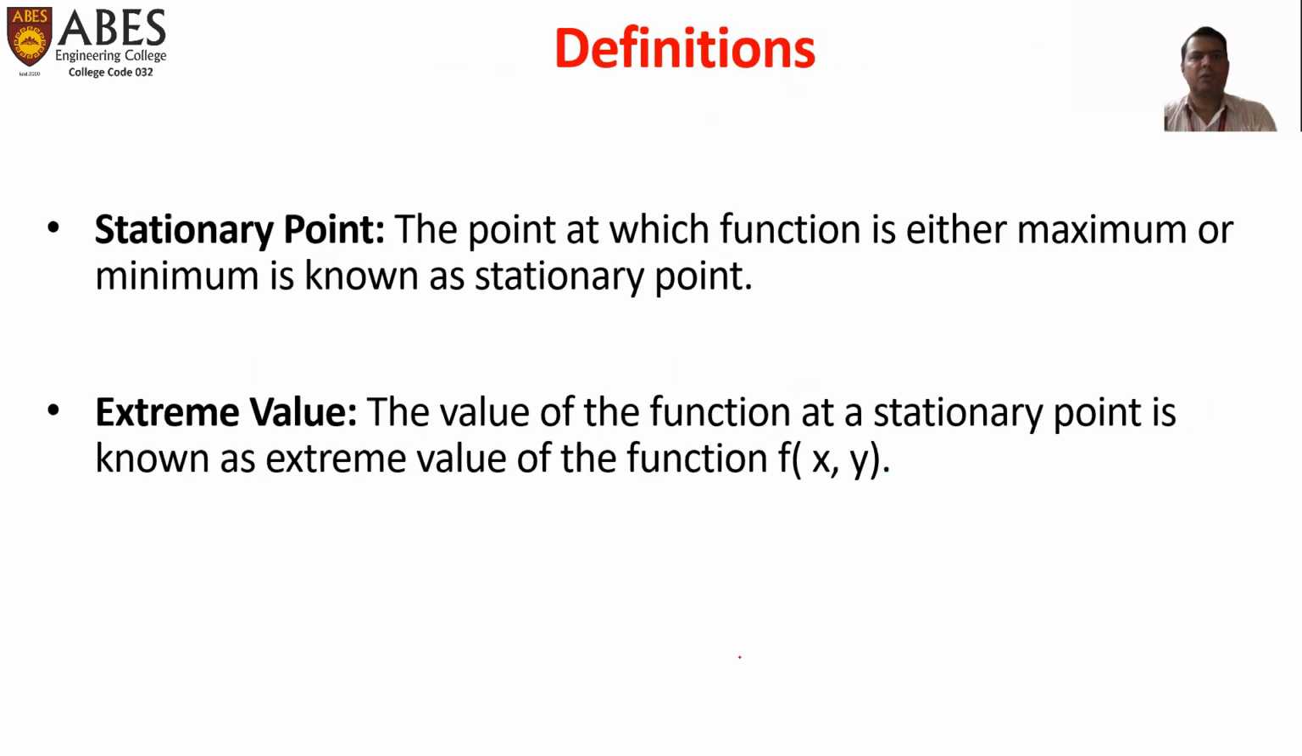Now, what is a stationary point? The point at which the function is either maximum or minimum is known as a stationary point. And the values of the function at a stationary point are known as the extreme values of the function f(x,y).